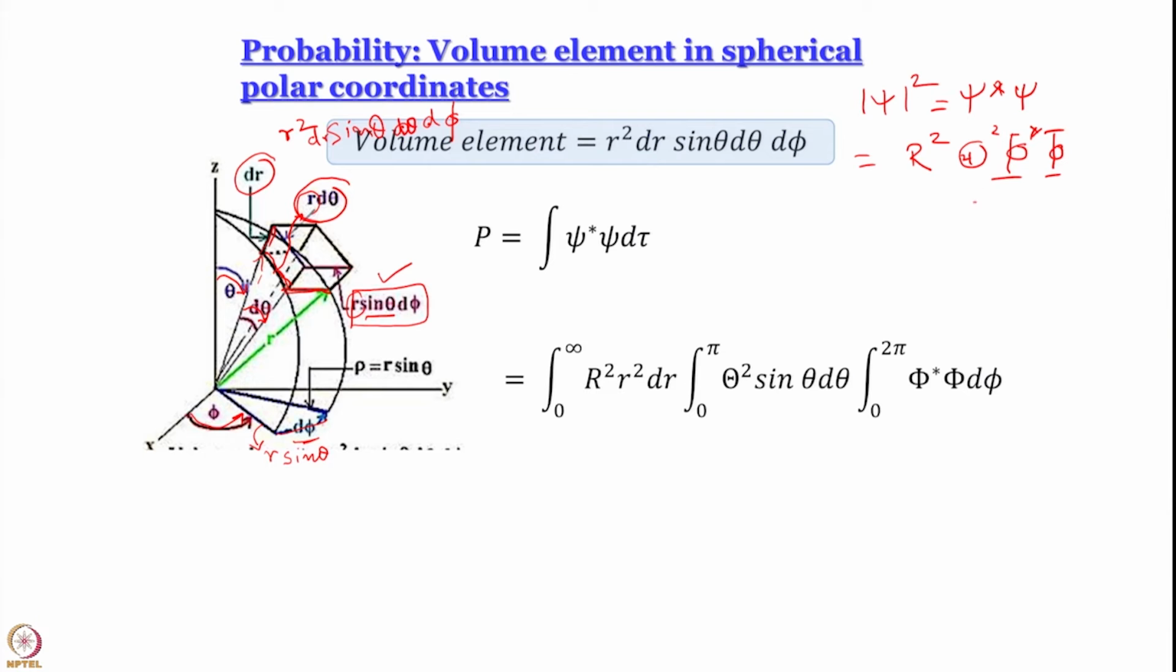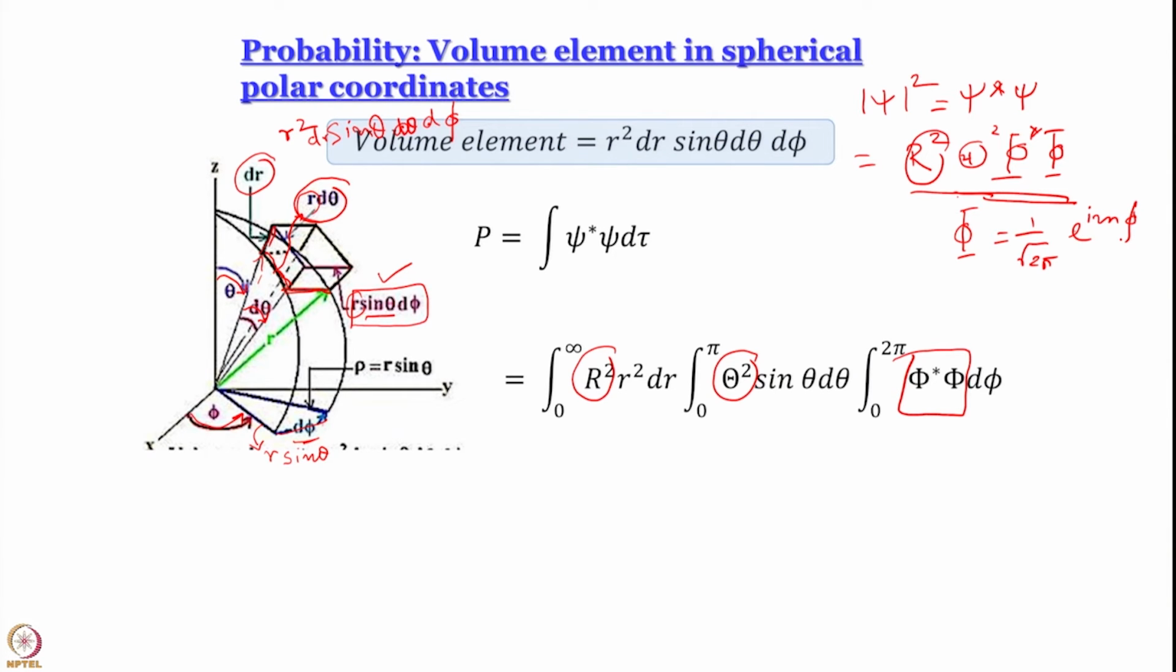Of course, what I have written here is essentially what you have here: this R square, capital theta square is here, capital phi star capital phi is here, and you might remember what capital phi is. Capital phi is 1 by root over 2 pi e to the power i m phi. So, you can figure out what capital phi star is going to be.